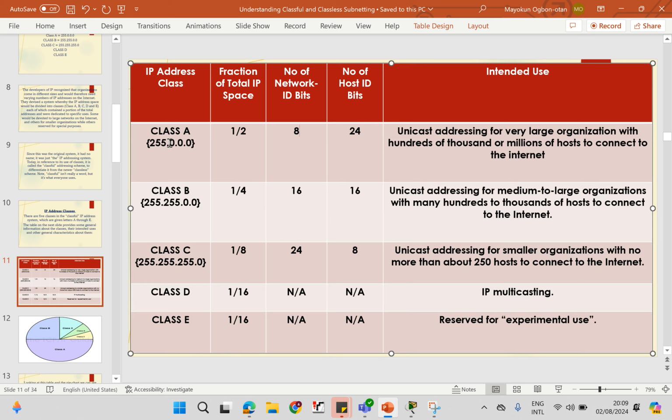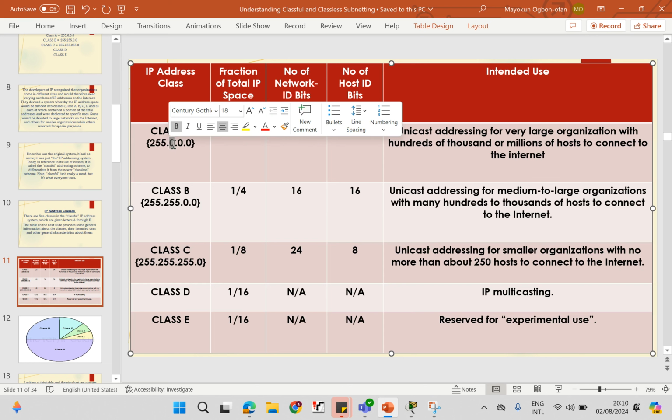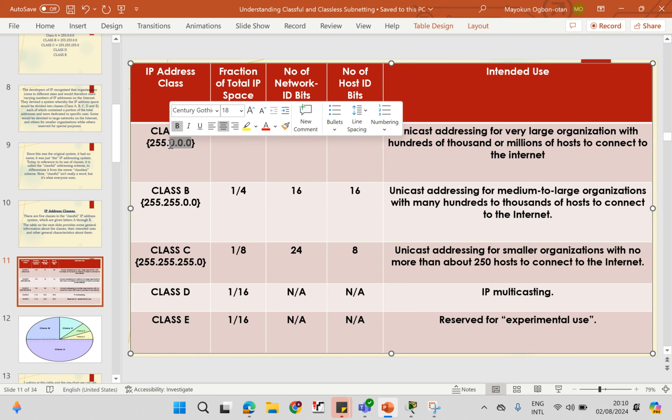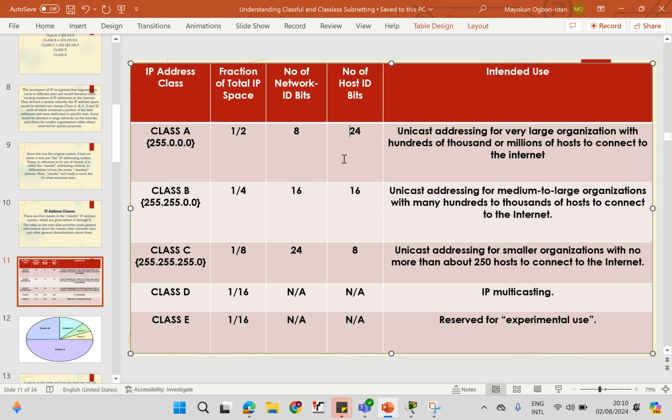That's this 0.0.0. Remember that this 0 here is 8 bits. This second 0 is another 8 bits. This third 0 is another 8 bits. So the three added together, 8 times 3, is how we get this 24.